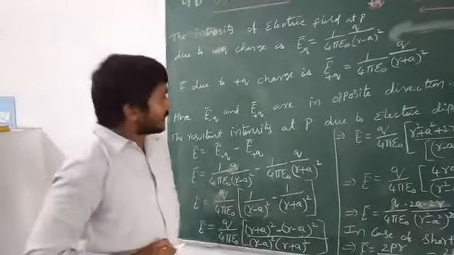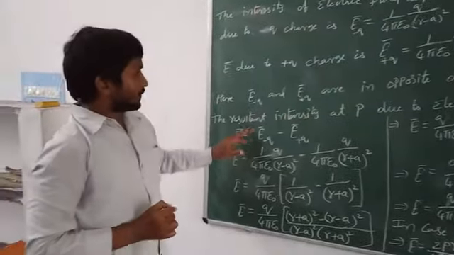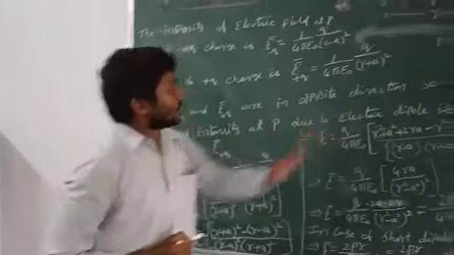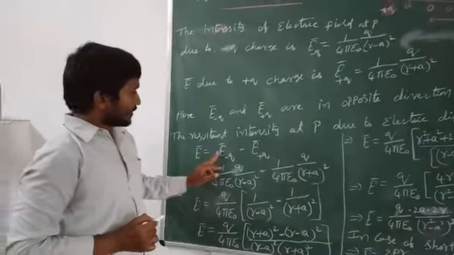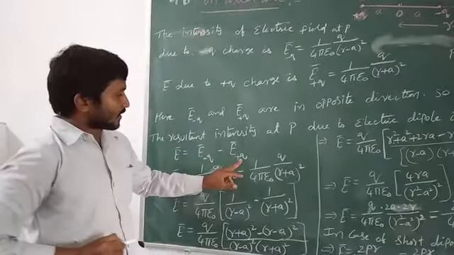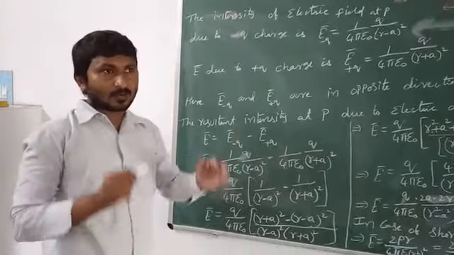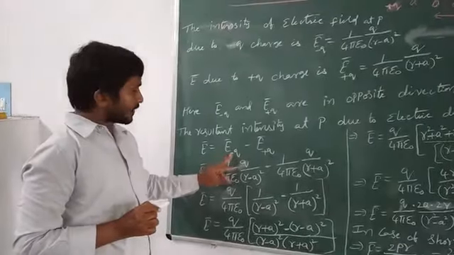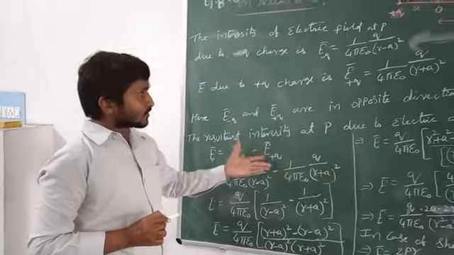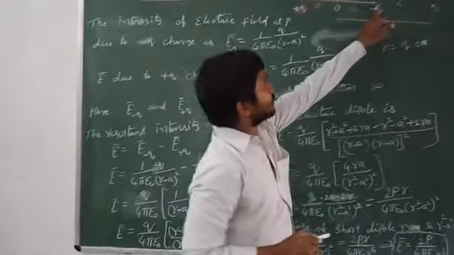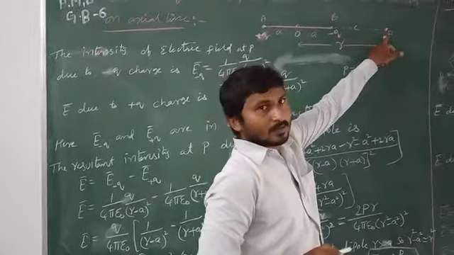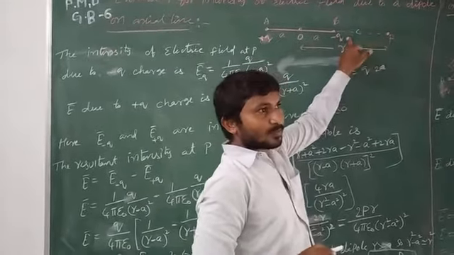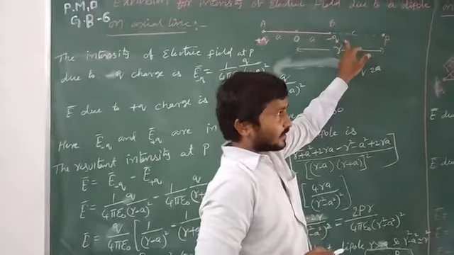So the resultant electric field at the point P due to the electric dipole is E bar equal to E bar minus Q minus E bar plus Q. Why are we subtracting? Both are in opposite directions. Why do we take E bar minus Q first and not E bar plus Q? Because the minus Q charge is nearer to the point, so it has more intensity. This effect is more.